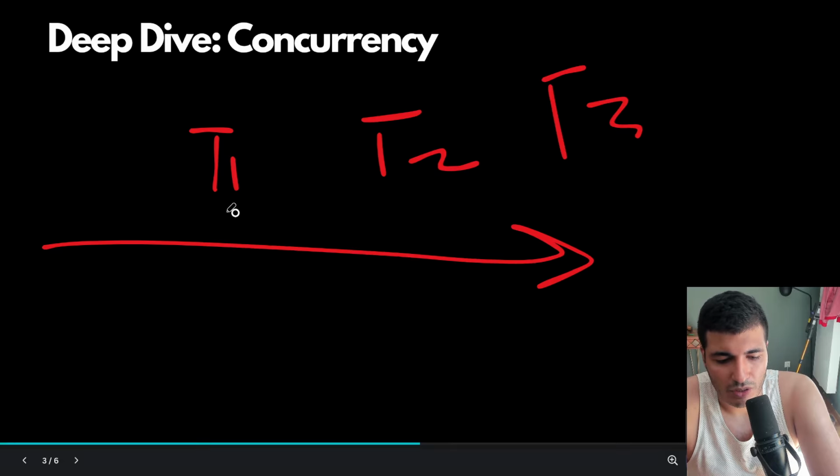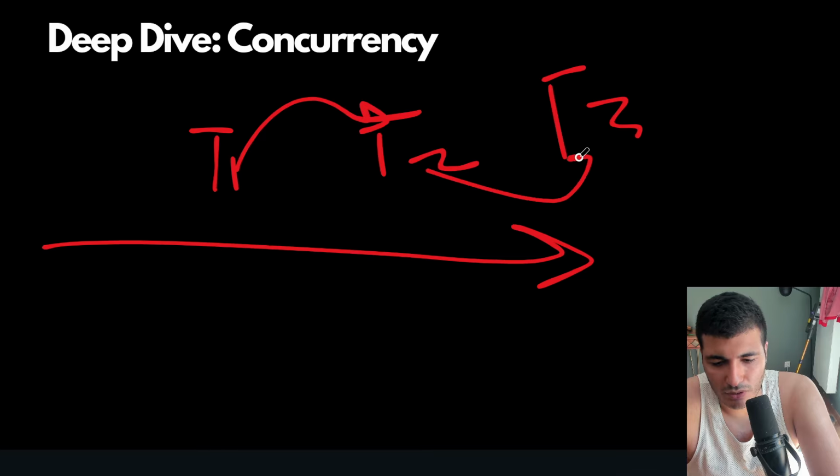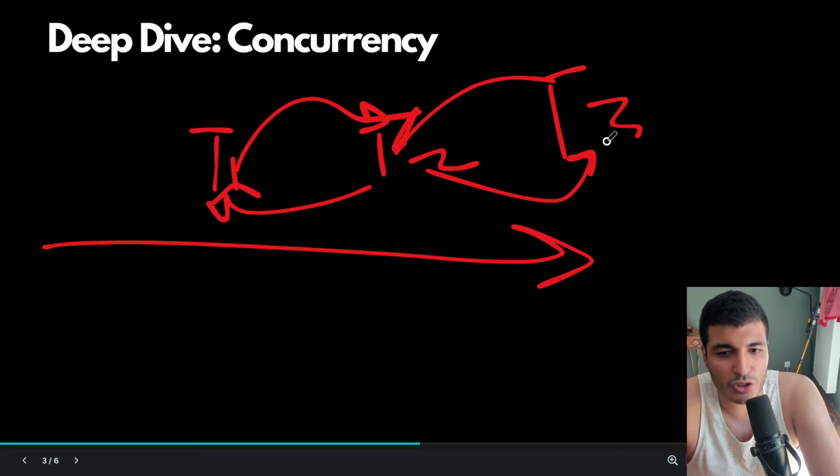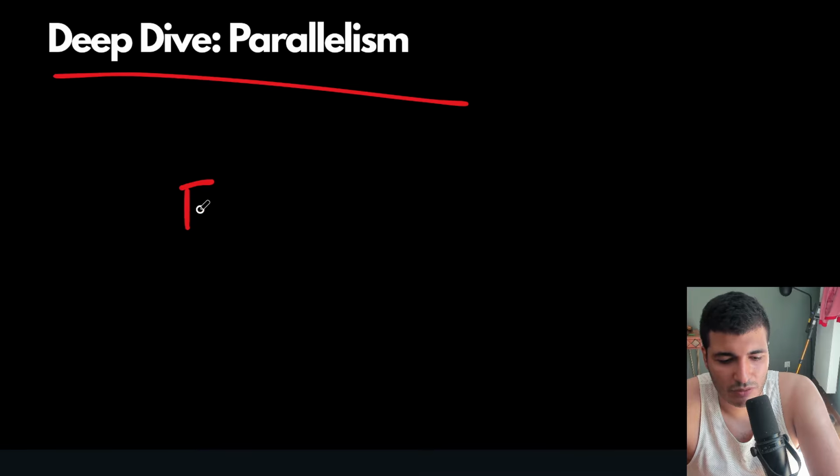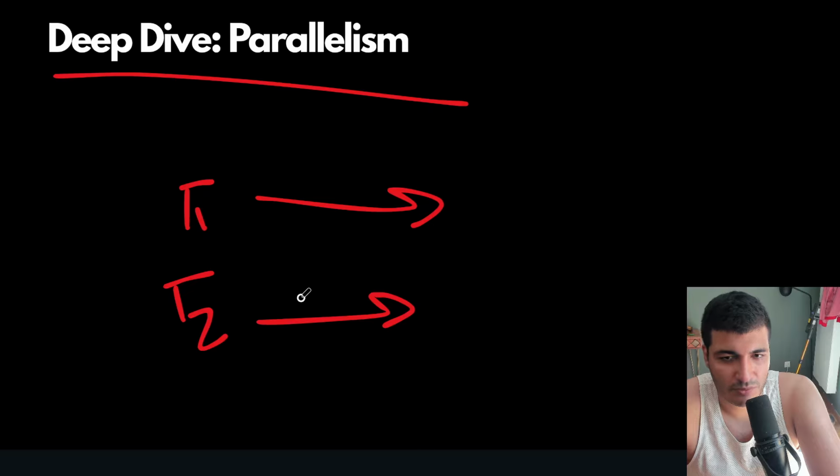Okay, so basically our processor might do this and go, and after that do this, maybe go back and forth, something like that. Like you switch between tasks. Okay, so what is parallelism? Parallelism is exactly the opposite. Let's say that we have task 1 and task 2, and our CPU is doing both of them at the same time.